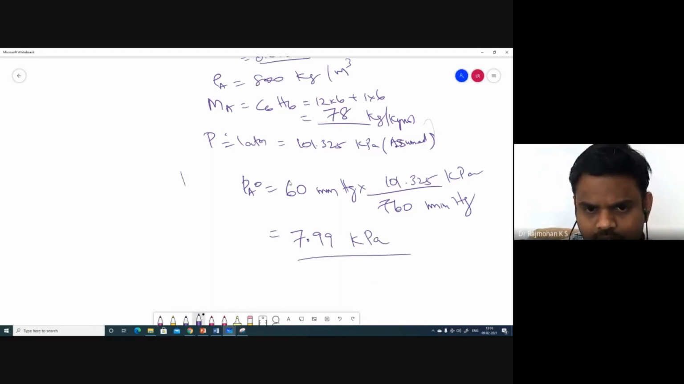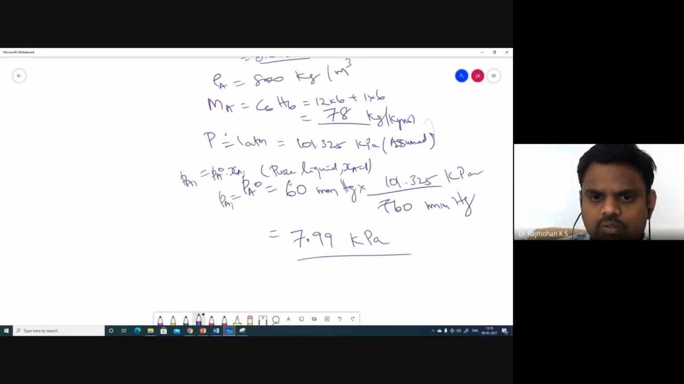So why we are writing this like this? Because we know that partial pressure is PA0 into mole fraction for pure solvent. So pure liquid, we have XA equal to 1. Okay, so we have PA1 equal to PA0 into XA1, which is 1. So we get PA1 value like this.